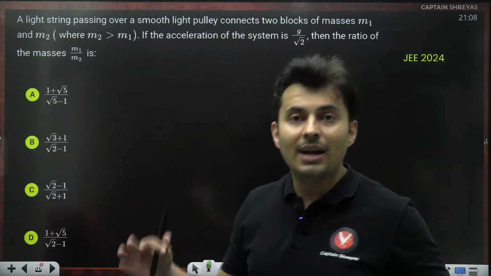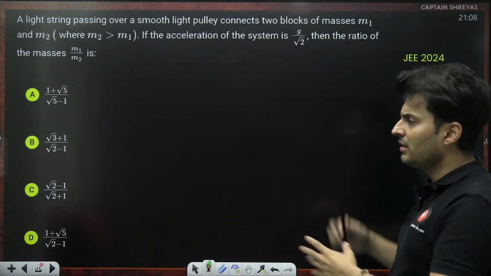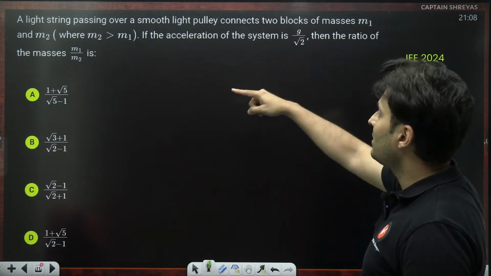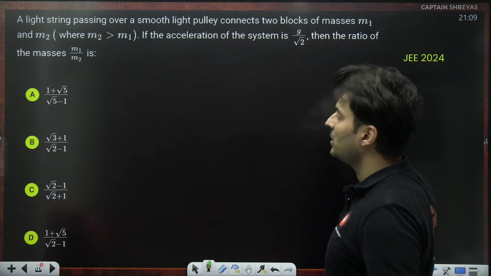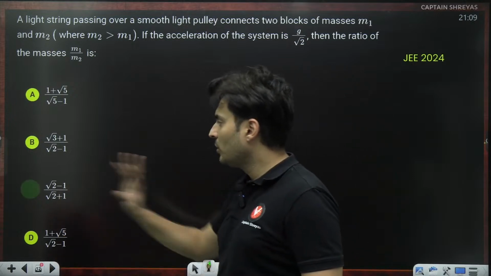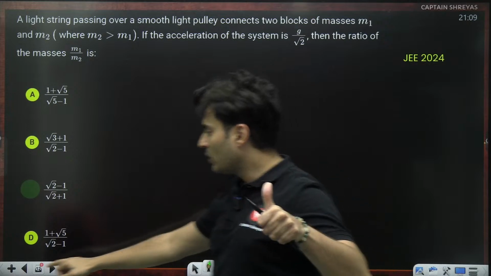Can you just imagine, the same year, same question, maybe different values here and there, but getting repeated 3 times, guys. Same thing. What is the ratio of m1 by m2? This value they have changed. Instead of g by 8, they wrote g by root 2. But the procedure remains the same. Solving it, you get the answer as C. Is it clear? Will you be able to do it now? Because I have done this.